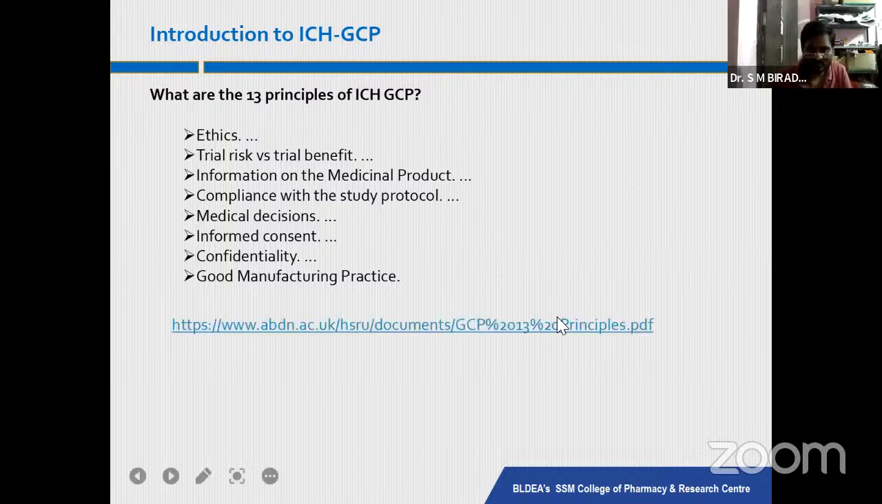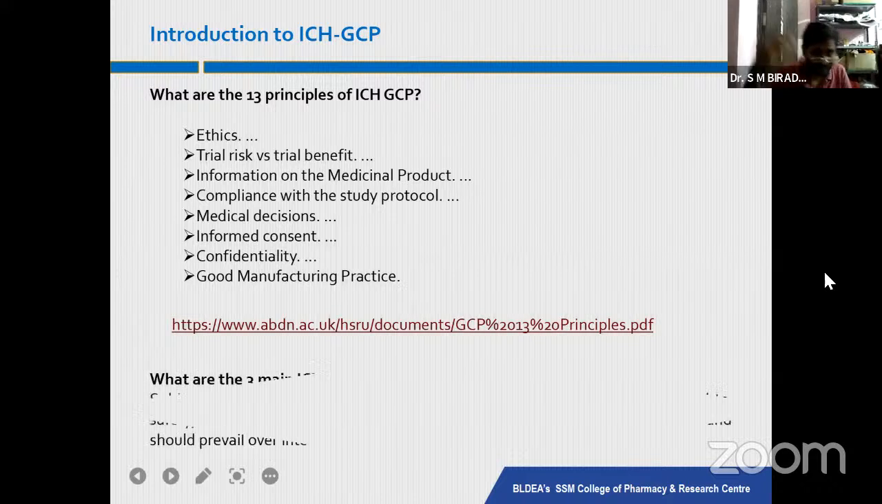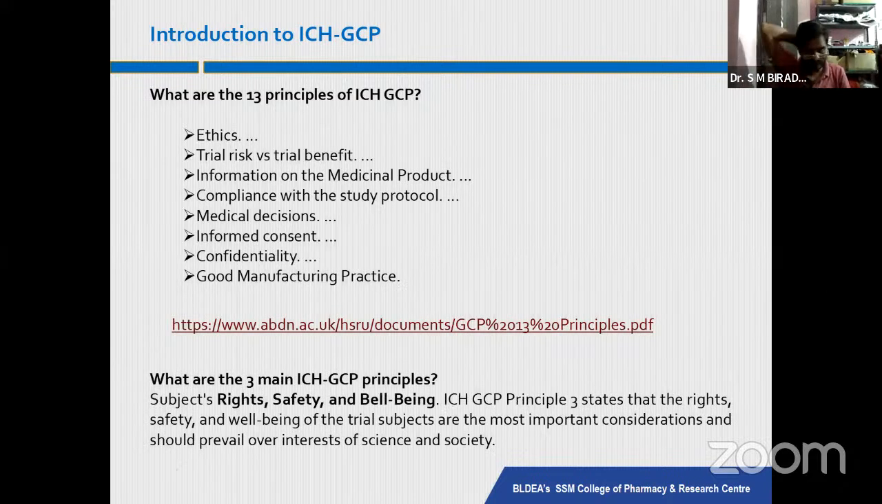So we need to follow this. There is a total list that we need to follow.